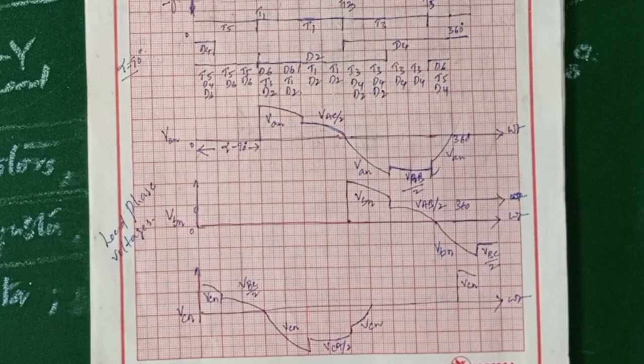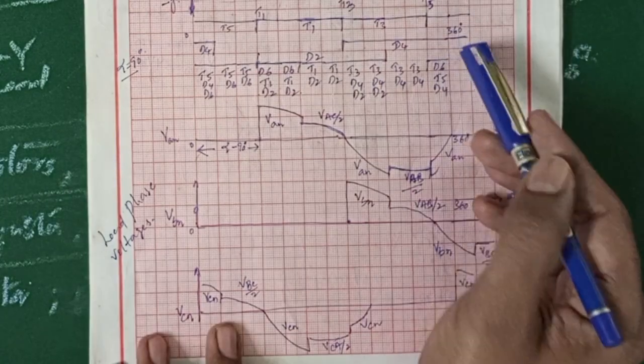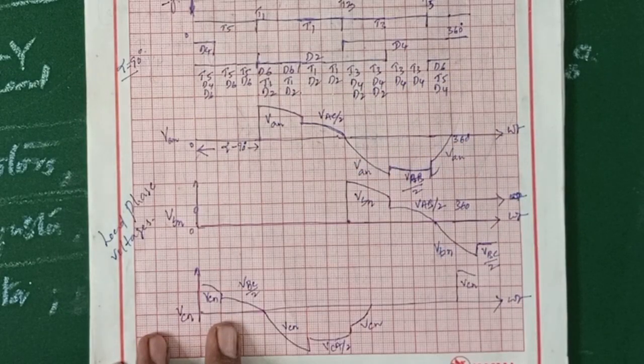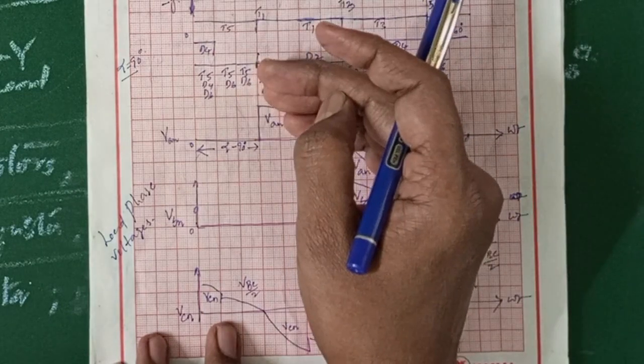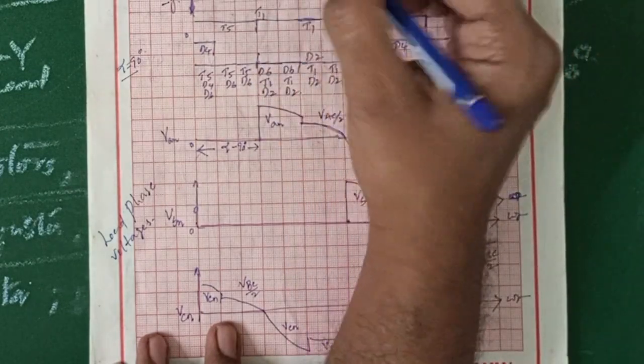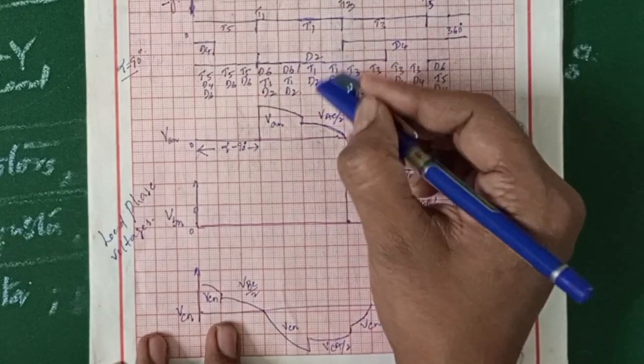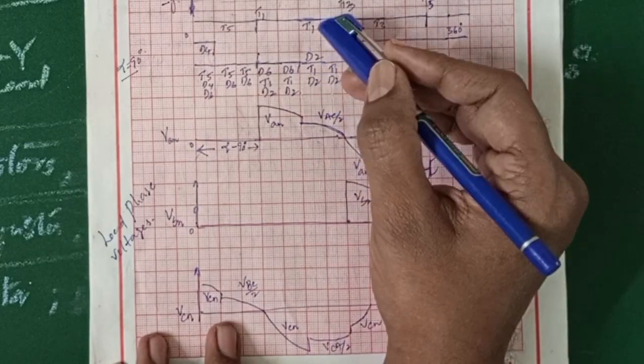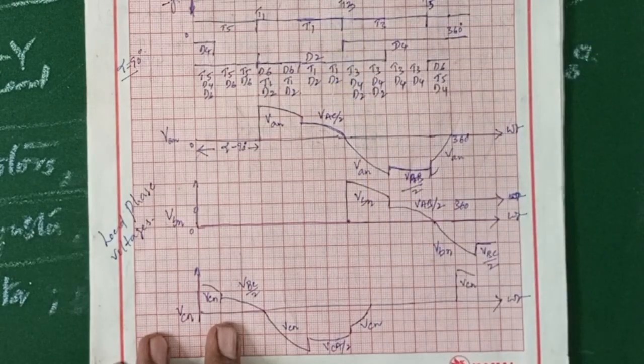In case of alpha equal to 60 and 150, you can refer to the textbooks. This is for alpha equal to 90 degrees. So when you are able to find out the devices connected at that particular interval, then you can easily draw these waveforms. When 3 devices are operating, the complete phase voltage is going to appear. When 2 devices are operating, half of the line-to-line voltage corresponding to those particular 2 devices, you can draw like this.